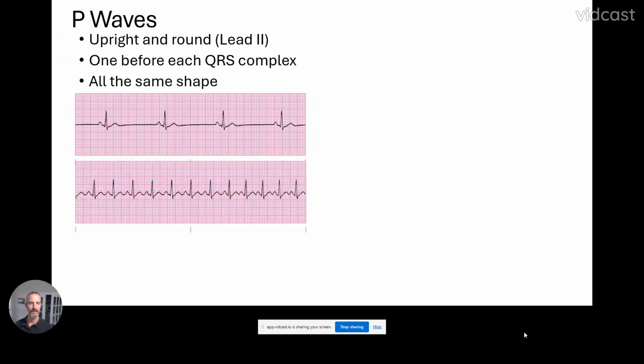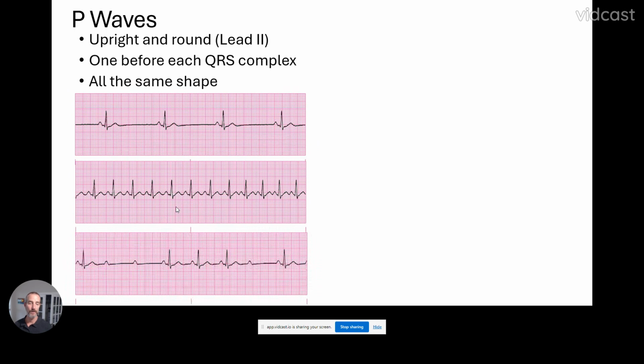So those look good. And then if we look at this rhythm, you can see this one's quite a bit faster. This is sinus tachycardia. I know that this is sinus tachycardia because these P waves are all upright and round. All right, so they're normal P waves. And the reason I know it's sinus is because of the PR interval width is within normal limits, which we'll see on the next slide. All right, so a couple of examples of normal P waves.